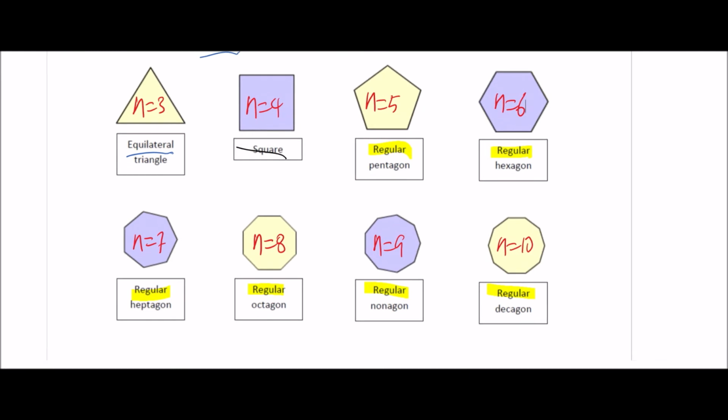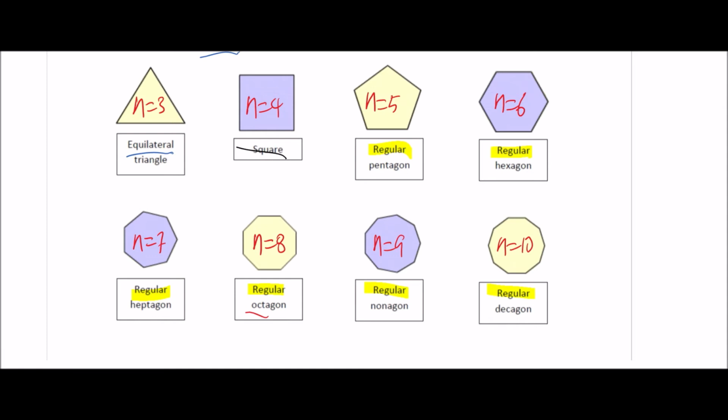So for 6-sided, hexagon; 7-sided, heptagon; 8-sided, octagon. If you can remember, oct should remind you of octopus, 8-legged. 9 is nonagon and 10 is decagon. It's a mouthful.